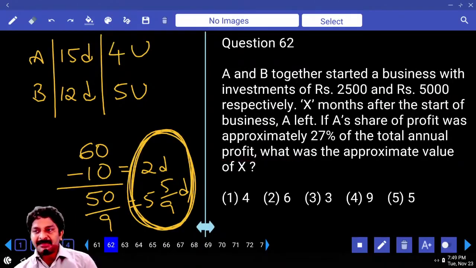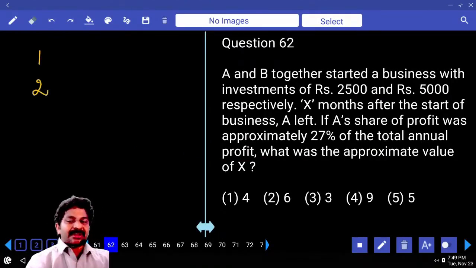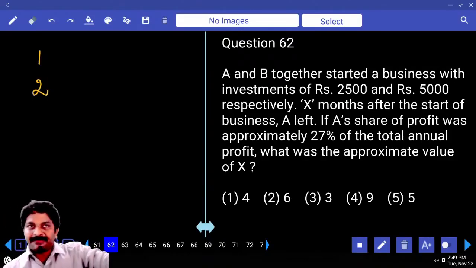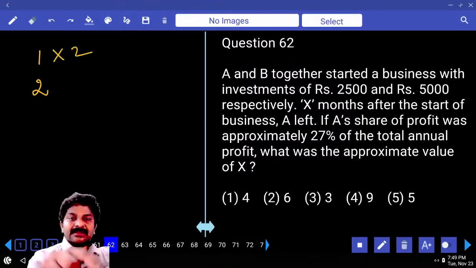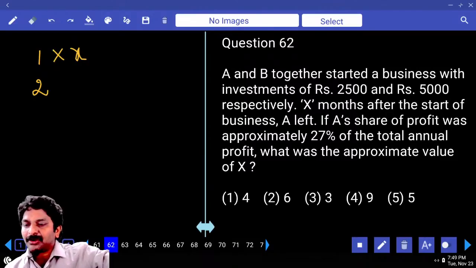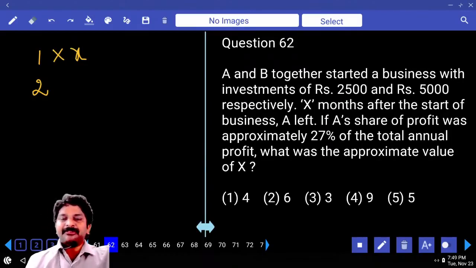A and B together started a business with investments of 2,500 and 5,000 respectively. That means investments are in the ratio 1:2. X months after the start of the business, A left. So A is there in the business for X months. Next, if A's share of total profit is approximately 27% of the total annual profit, what was the approximate value of X?